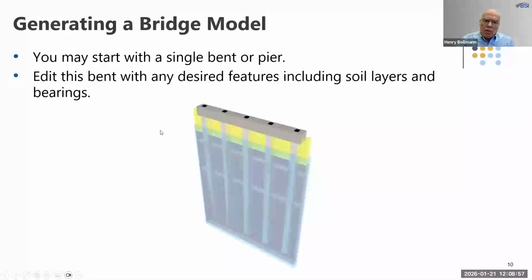So to generate a bridge model, one way to do it is to start with a single pier or single bent. So here we see a polyband. What do we see here? This yellow means there's soil all the way up to the top here. And then we see the water table, the top of the water table, and there are several soil layers in here. And we see we've got bearings, okay? So we'll edit this model to put our soil in it, our water table, etc.